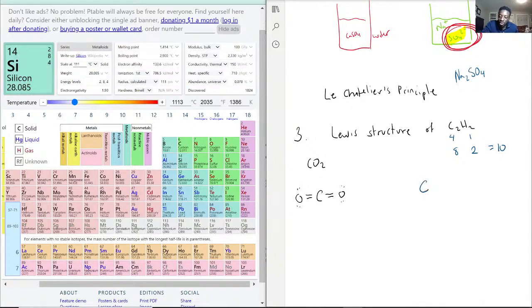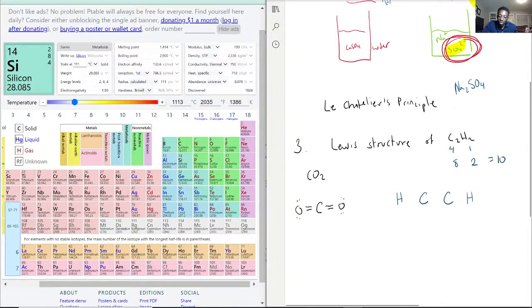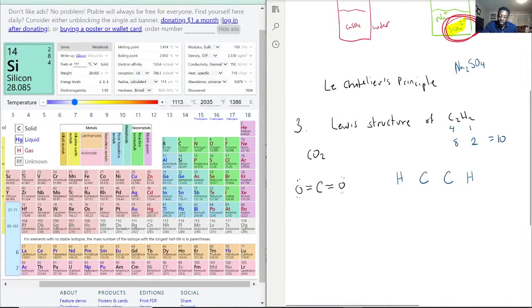So 2 carbons in the middle, just going to put hydrogen on each side. I just assume that they're balanced like that, and now we need 10. So let's see, we need to make bonds between each one, so that's 1, 2, 3, 4, okay, 5, 6. Now with this being done, we've only accounted for 6 out of the 10.